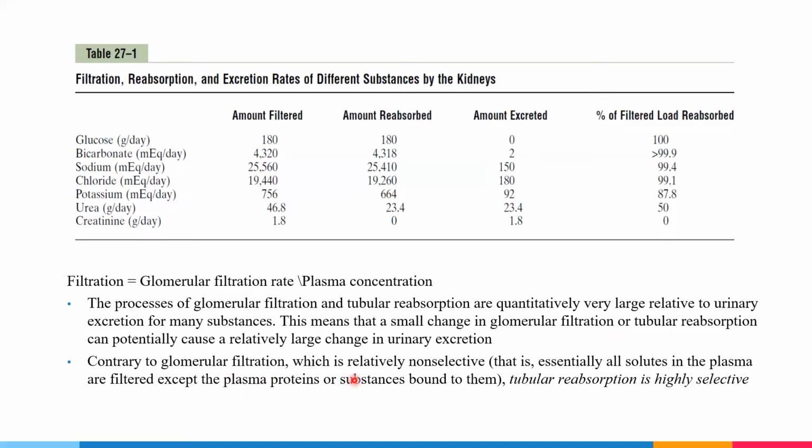Contrary to glomerular filtration, which is relatively non-selective, that is, any solute that is small enough to pass through the intercellular clefts in the glomerular capillaries will pass into the Bowman's capsule and form the glomerular filtrate, tubular reabsorption is highly selective, and here the kidneys can make sure that particular substances are reabsorbed while others are completely excreted. As we can see from the table again, glucose is 100% reabsorbed, whereas creatinine is absolutely not reabsorbed by the renal tubules.